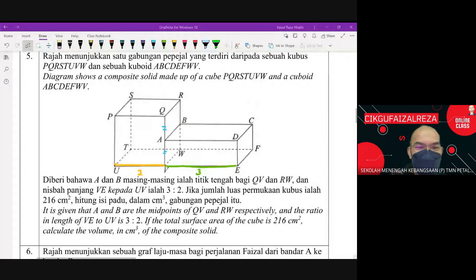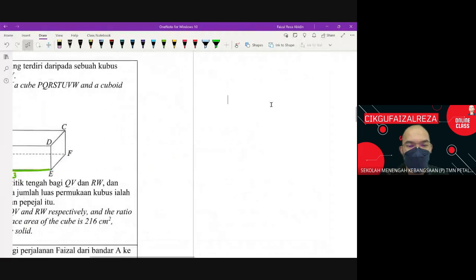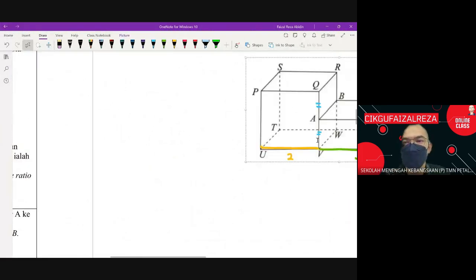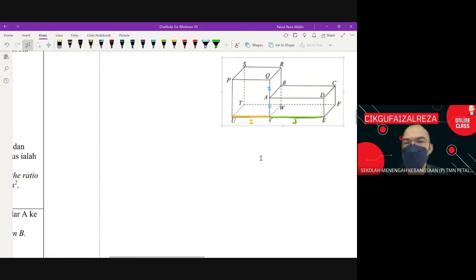Okay, let me take this one. Macam-macam lah awak ni. Okay, I take this one. Wait, yeah. Okay, the question tell us that this one besarnya. Ya. Sebab tak ada space. Saya nak conteng ni.